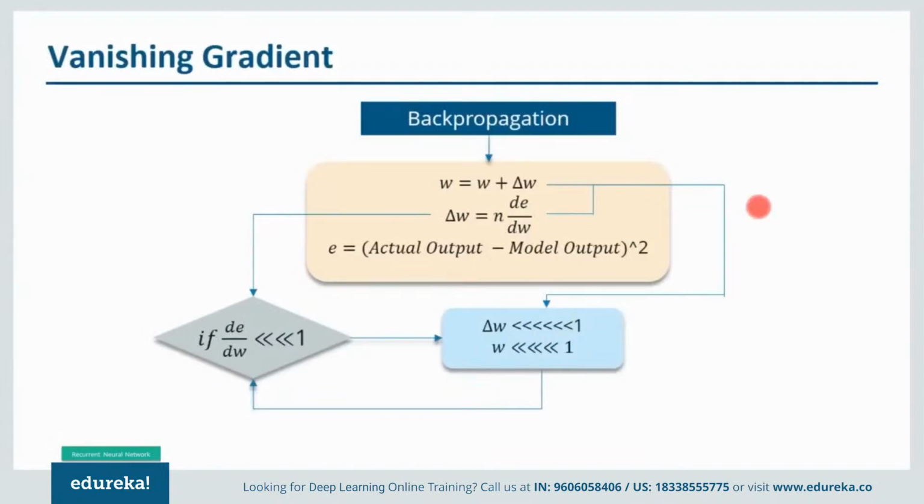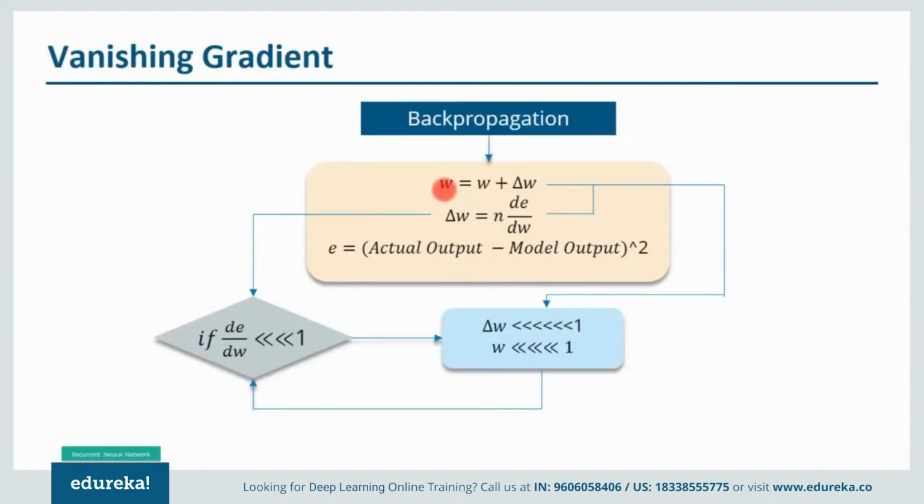So in vanishing gradient, what happens? When you use backpropagation, you tend to calculate the error, which is nothing but the actual output that you already know minus the model output, the output that you got through your model, and the square of that. So you figure out the error. With that error, you tend to find out the change in error with respect to change in weight, or any variable. So we'll call it weight here. So the change of error with respect to weight, multiplied by the learning rate, will give you the change in weight. Then you need to add that change in weight to the old weight to get the new weight.